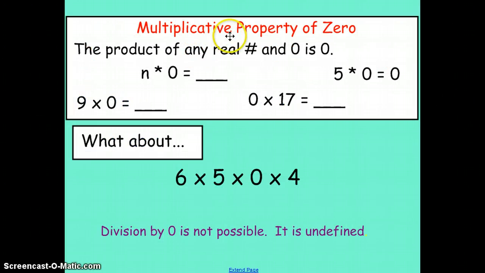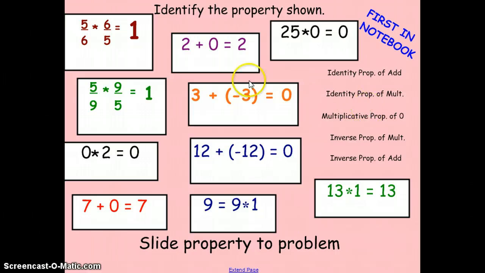The last property for today is the multiplicative property of 0. The product of any real number and 0 is 0. So n times 0 is 0. 9 times 0, 0. 0 times 17, 0, and so forth. So what about 6 times 5 times 0 times 4? Yep, it's still 0. And division by 0 is not possible. It is undefined. Okay, looking here at a few examples, let's see if you could identify them.